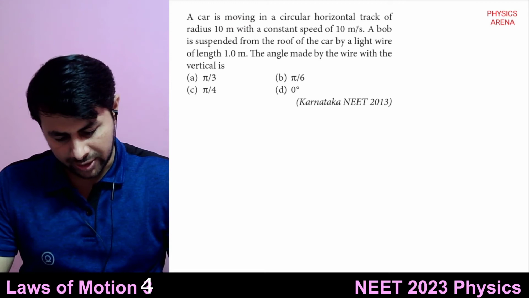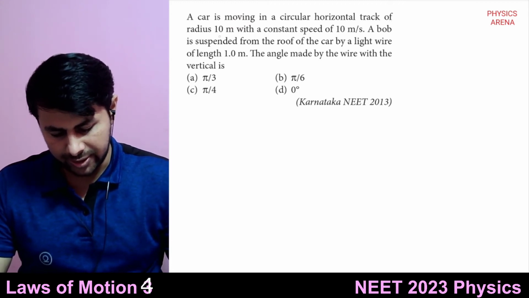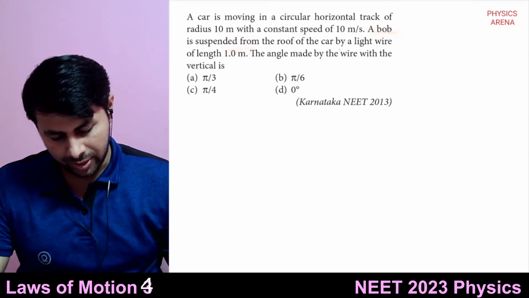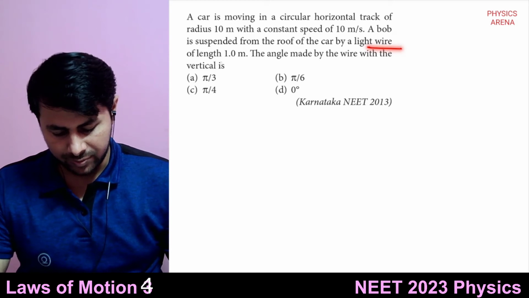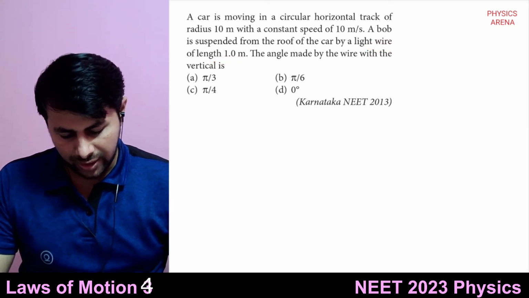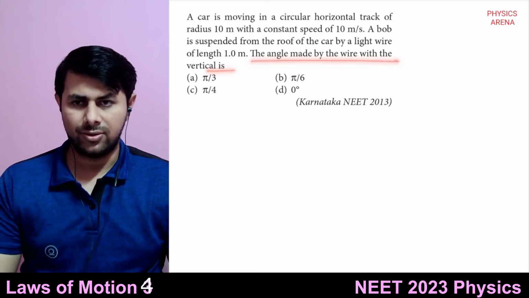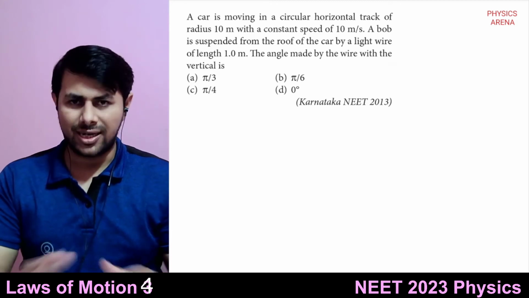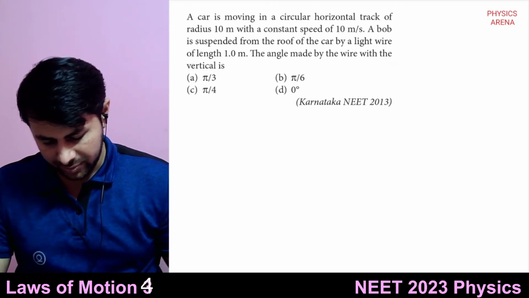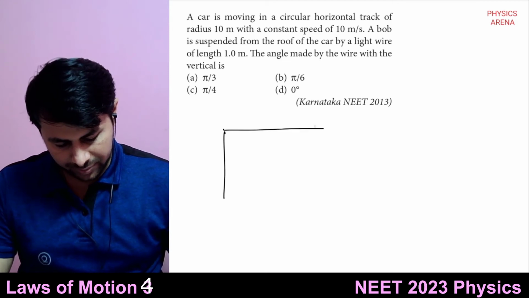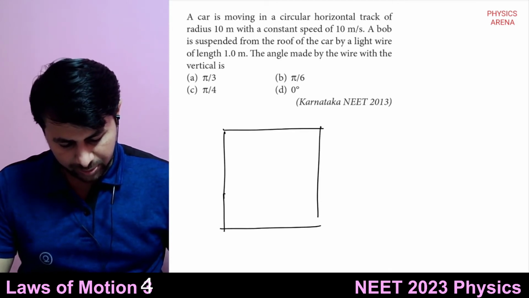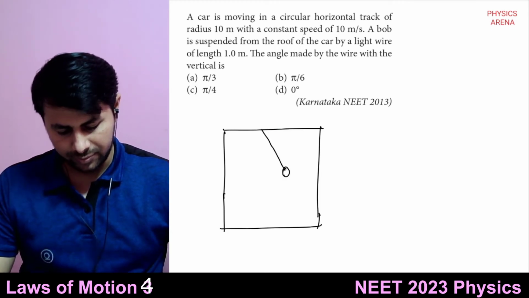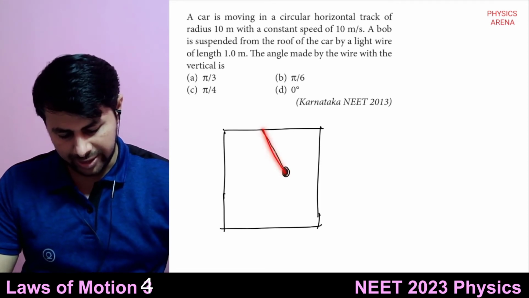A car is moving in a circular horizontal track of radius 10 meters with a constant speed of 10 meters per second. A bob is suspended from the roof of the car by a light wire of length 1 meter. The angle made by the wire with the vertical is. So there is a car and there is a bob suspended in that car. Let's suppose this is the car and the string makes some angle.